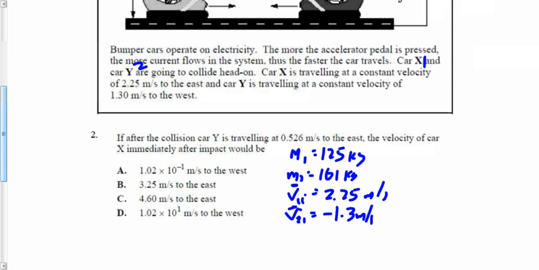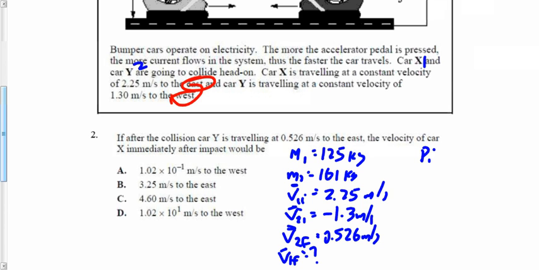Probably should have circled that, right? East and west. I remembered to do it, but I was also looking at my answer key. If I was doing this on a quiz, it might really be helpful to have east and west circled to avoid forgetting to make something negative. Car Y is moving at 0.526 afterwards. V2F is 0.526. We're looking for V1F.